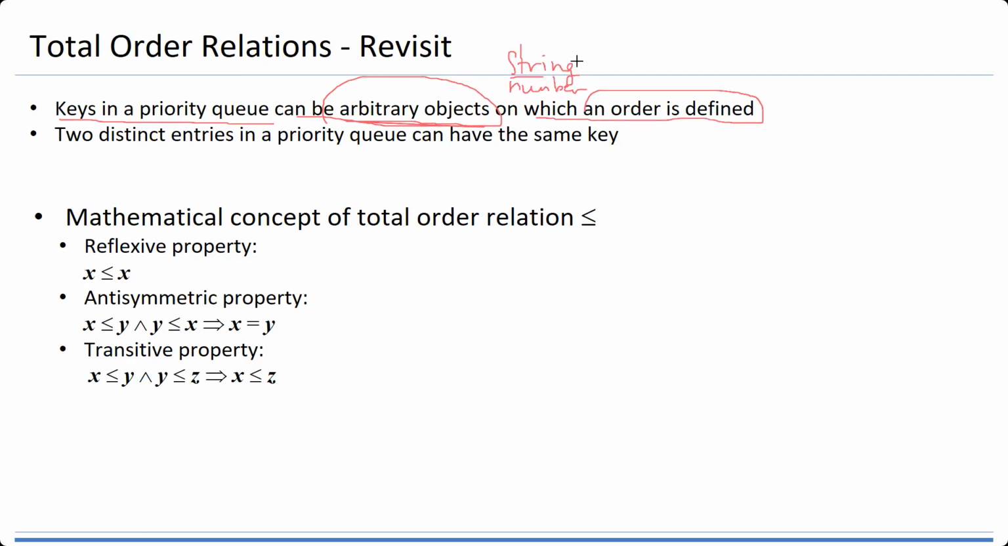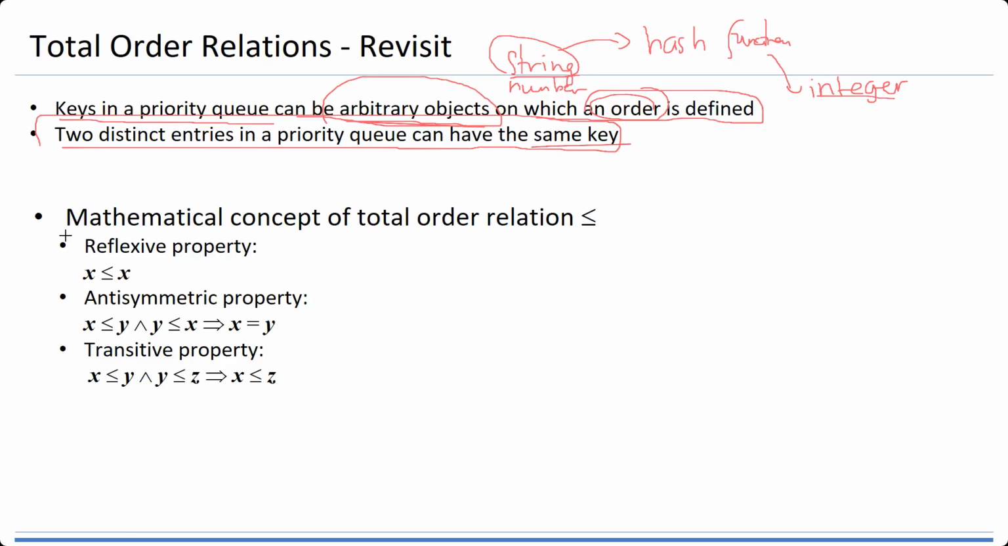So if it is a string, then you can use a hash function to do the transformation from the string into an integer. After you transform the string into an integer, then you can do the ordering, or you can do the sorting. Two distinct entries in the priority queue can have the same key. So the same key can happen in the priority queue.